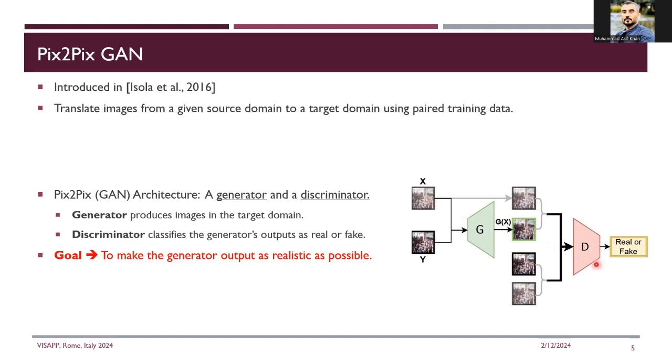And then the discriminator network discriminates between the actual label, which is Y, and the generated label produced by the generator. So it classifies the generator output as real or fake. The end goal of the whole Pix2Pix architecture is to make the generator output as realistic as possible, which is the desired criterion for the Pix2Pix GAN.